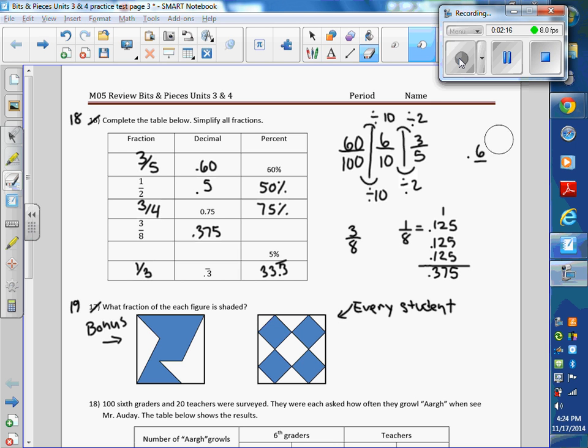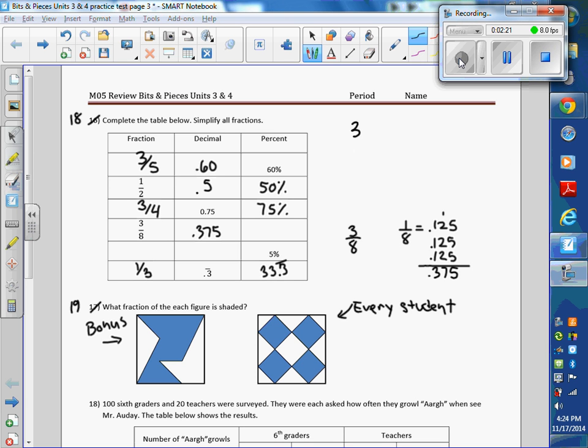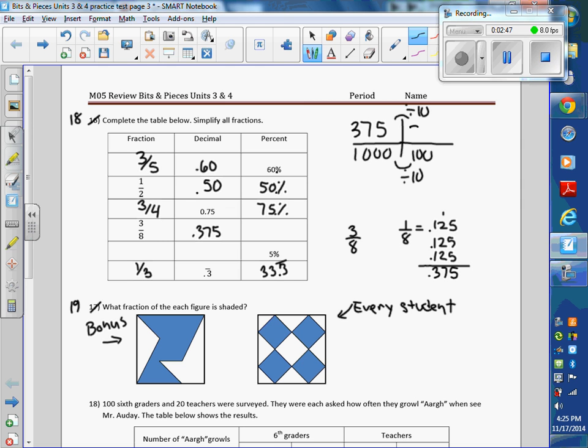To change that to a percent, hopefully remember the pattern. Your decimal, you notice up here, is just always moved over 2 places when you get the percent. But if you write the decimal out as a fraction, 375 thousandths, to get the percent, you just divide by 10. And then you have hundreds, so you have 37.5 out of 100. So 37.5%.